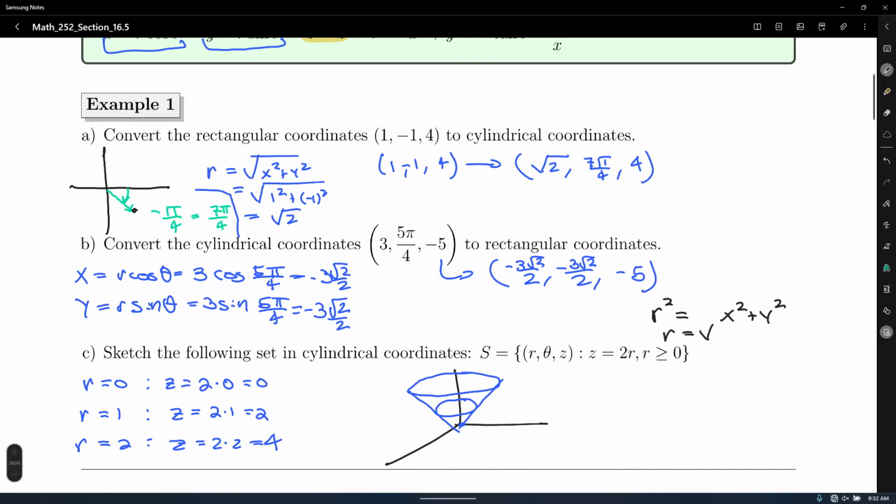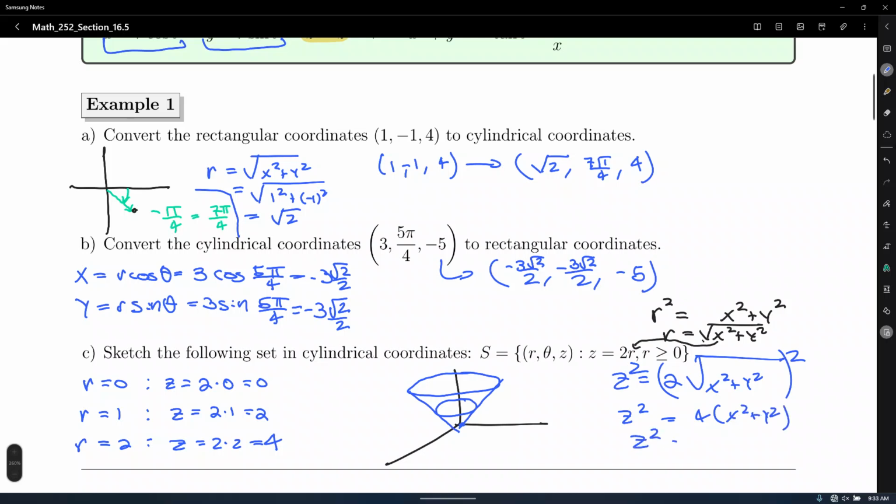And r equals the square root of x squared plus y squared. How about we substitute this here? That's going to give us then z equals 2 square root of, what's that? x squared plus y squared. And squaring both sides, that's going to give us z squared equals 4 times (x squared plus y squared), or z squared equals 4x squared plus 4y squared.